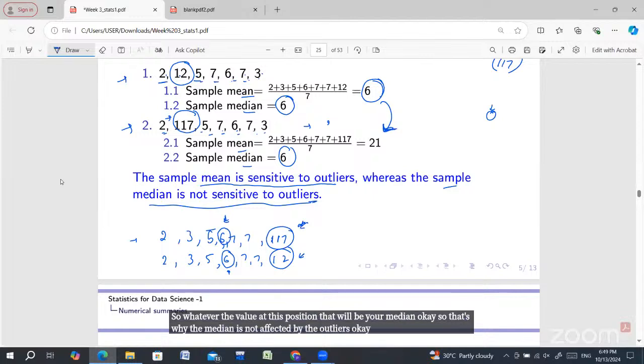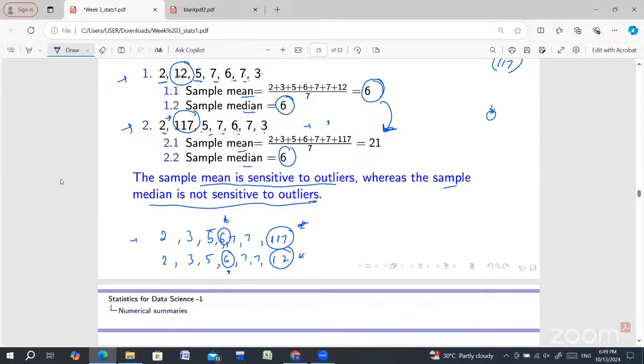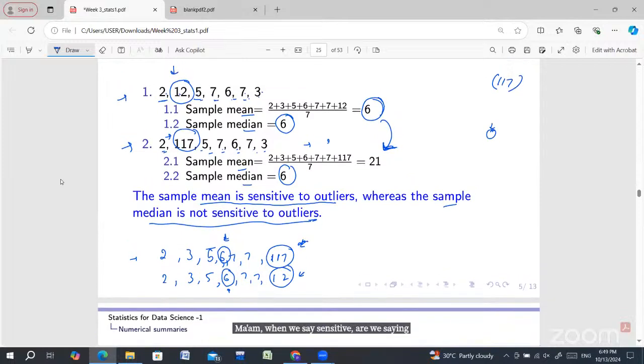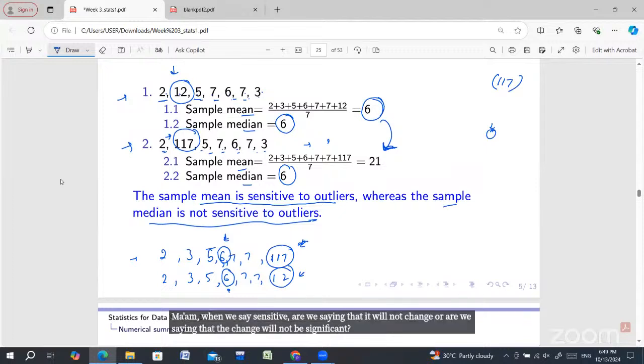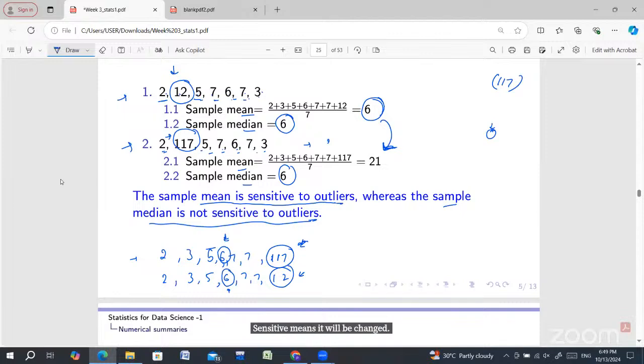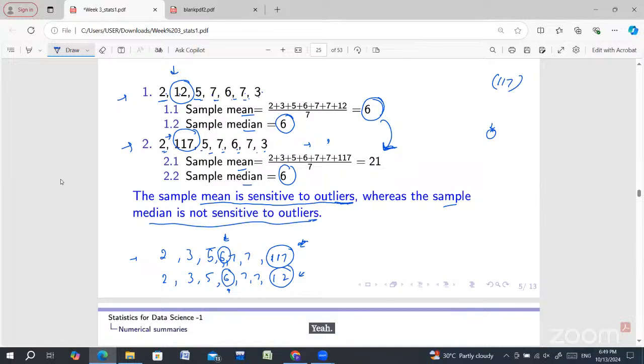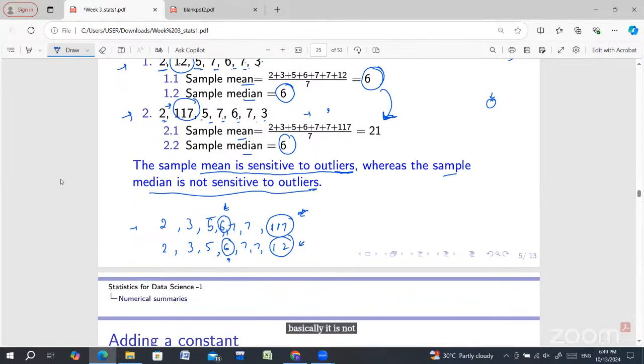Ma'am, when we say sensitive, are we saying that it will not change, or are we saying that the change will not be significant? Sensitive means it will change. So when we say median is not sensitive to outliers, that means it will not change. Basically, it is not getting affected by the outlier value.